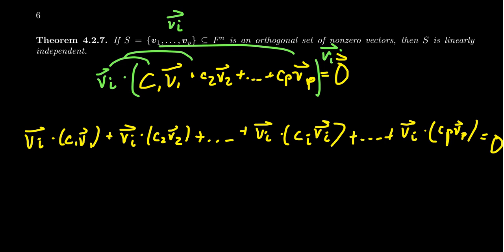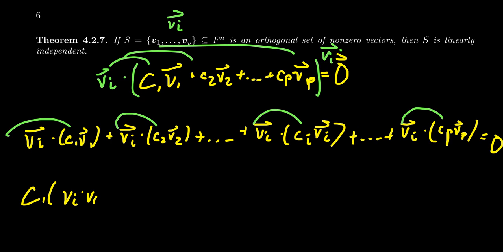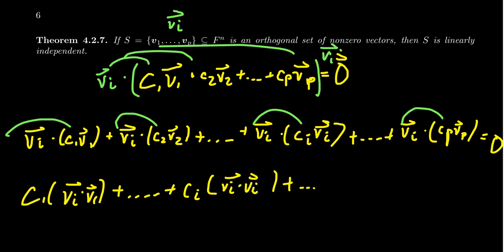Each of these scalars can come out here. We can factor each one of these scalars out, again, by properties of the inner product. So you're going to get c1 times Vi dot v1, right, and you continue down this list. Like I said, somewhere in this list, there's going to be the ith position, ci times Vi dot vi, like so. And then you get all the way down to the end. You get a cp times Vi dot vp.